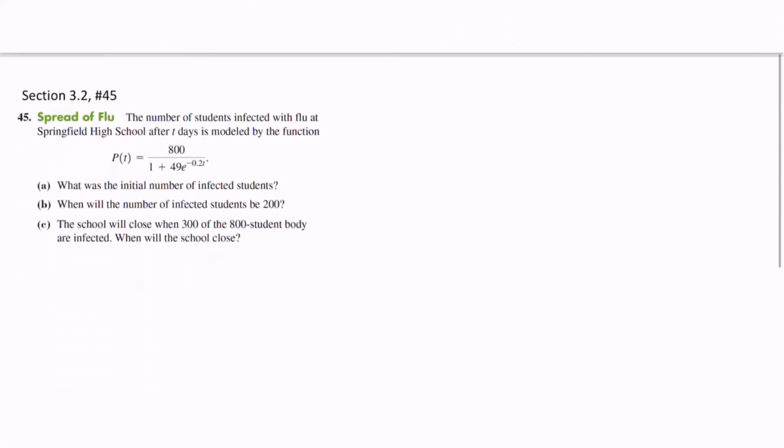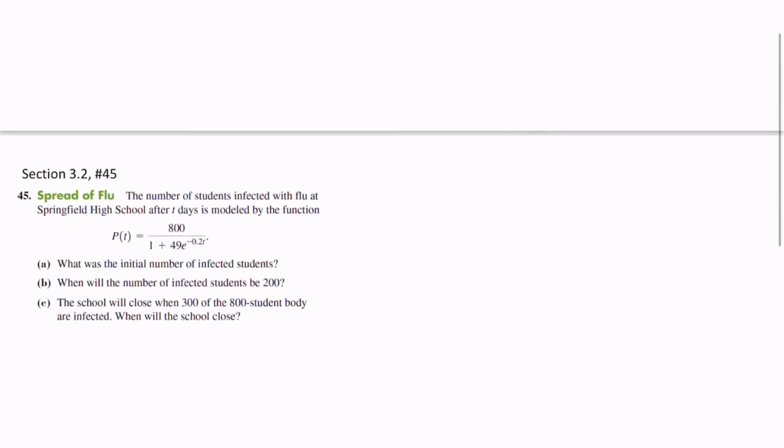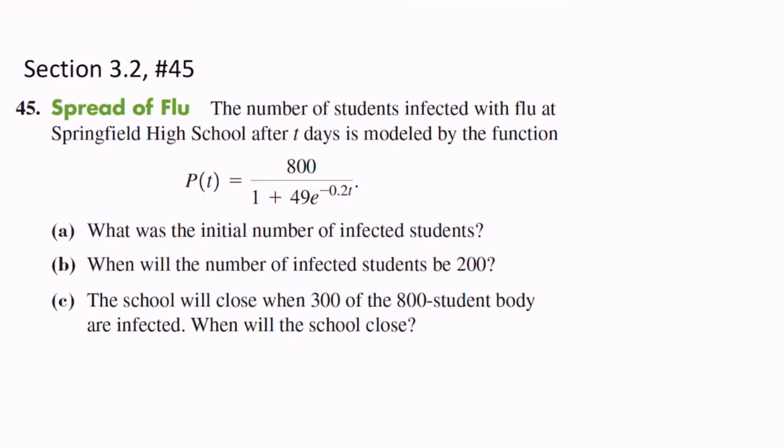So the three questions that were asked were 45, 46, and 50. So we'll start with 45. This first one is using a logistic growth model to represent the spread of flu after t days. By the way, most of you had questions on parts B and C. So part A, that's good that you get that, and then of course I'll show you parts B and C.